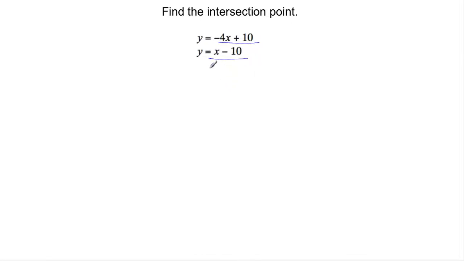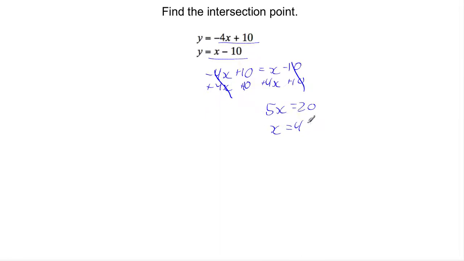So I can set these two pieces together. So if y equals y, then that means that negative 4x plus 10 is going to equal x minus 10. Now I just need to solve. So I add 4x to both sides. And I can add 10 to both sides. So the 4x's over here cancel, the 10's cancel. So I get that 5x is equal to 20, or x is equal to 4.